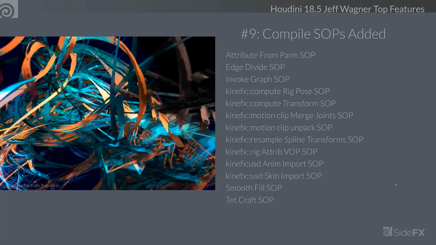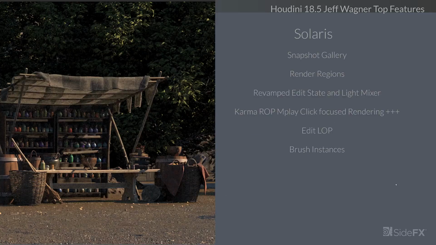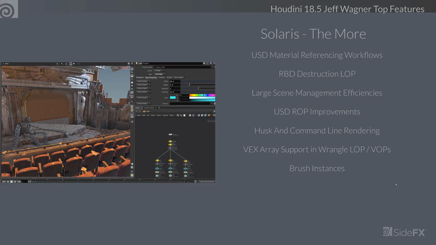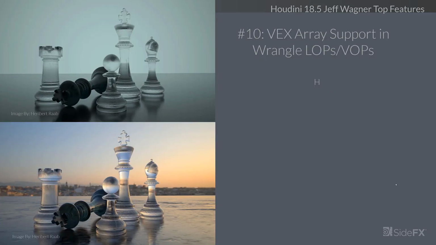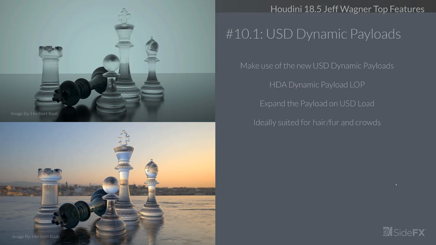And to complete the whole presentation, we have compile SOPs that are added as we continue to take more and more SOPs and verify them so they can be used in compile blocks. Solaris has seen a lot of improvements. I definitely want to do a separate video on all the power that we have with VEX array support and Wrangle LOPs and VOPs. Tremendous amount of control. Finally have arrays. And that's extraordinarily fast now. So we can actually pack attributes into arrays and do some really heavy lifting in VEX.